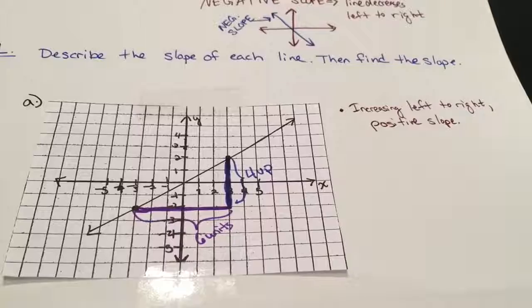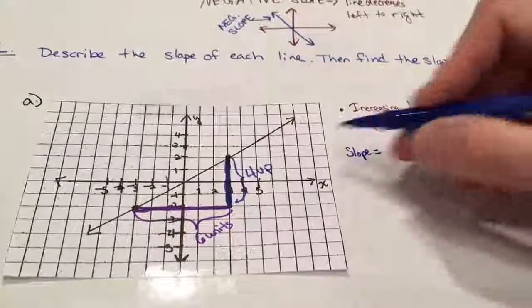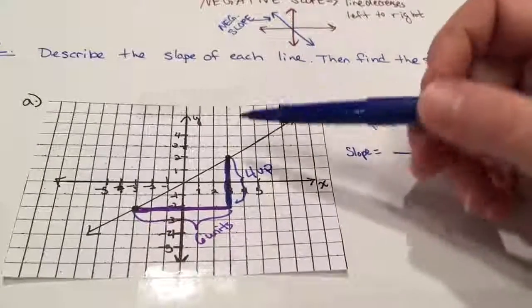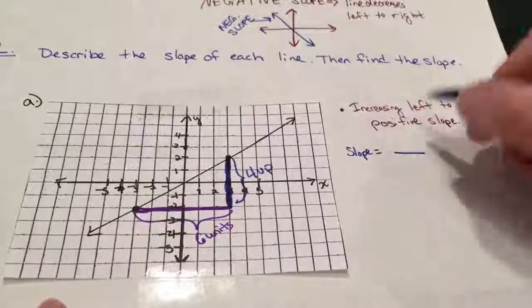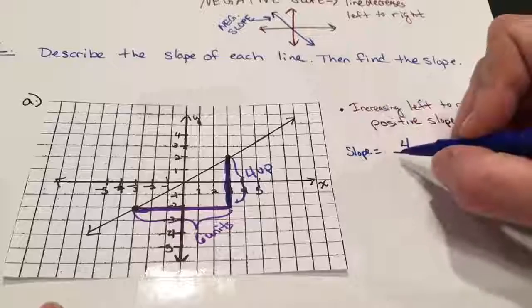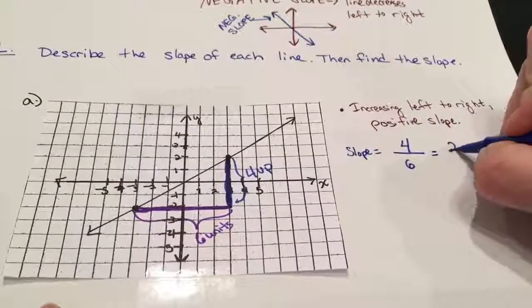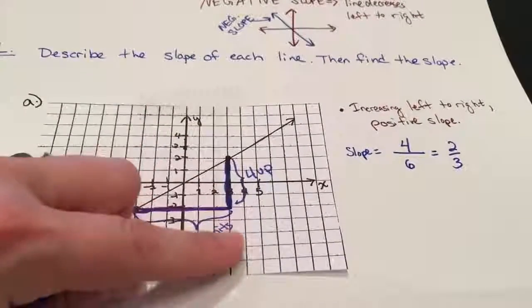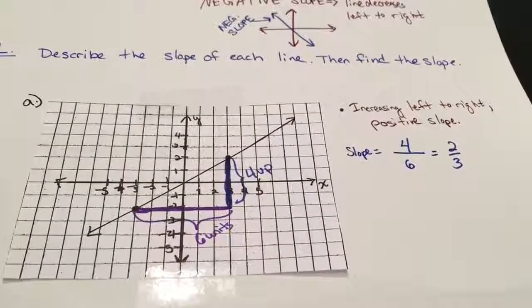And as I said before, slope is equal to the rise over the run. In this case, the changes in my y's over the changes in my x, which is 4 over 6. If I reduce that, I get 2/3. This distance represents my rise. This distance represents my run. So that's one method, using the picture, so my slope would be equal to 2/3.